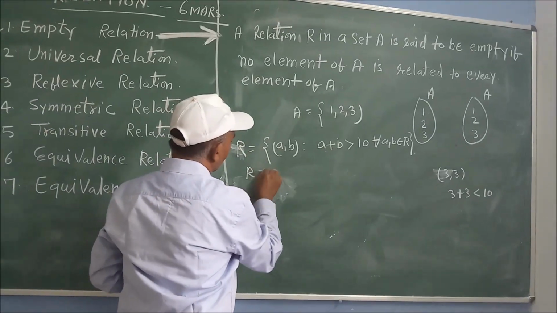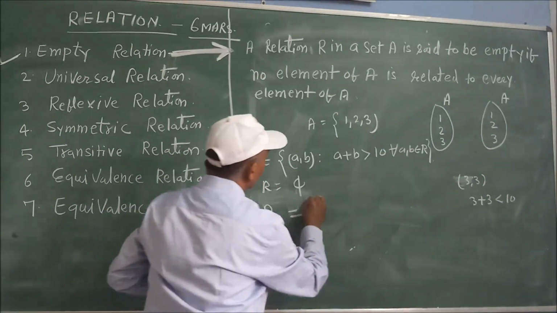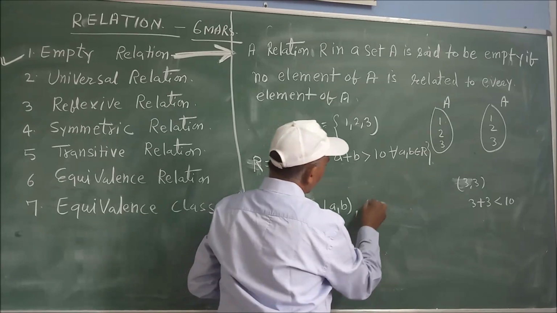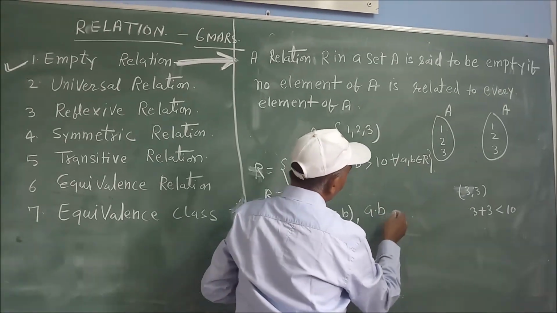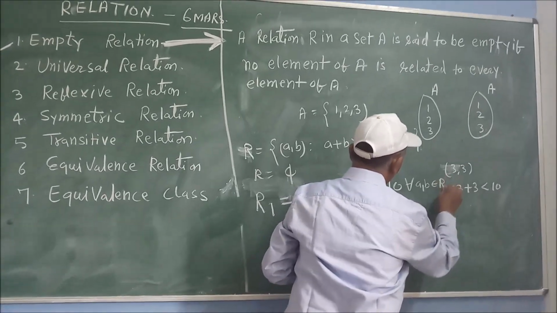R is equal to phi comes. Here is a relation R1, and R1 is equal to such that we take an element a, b for which a into b is greater than 10 for all a, b belongs to R.